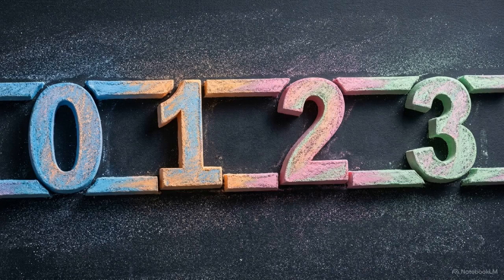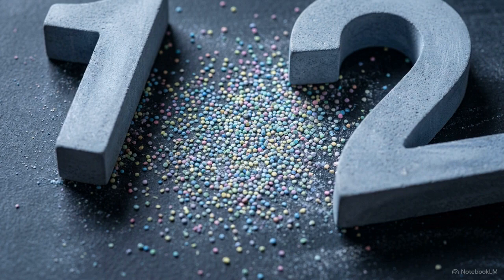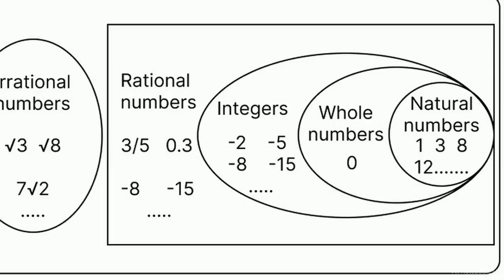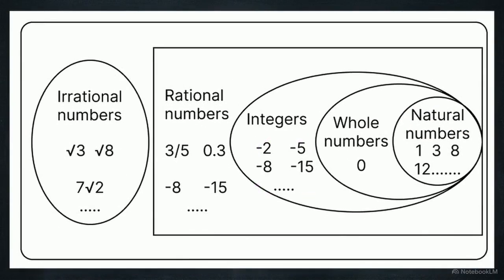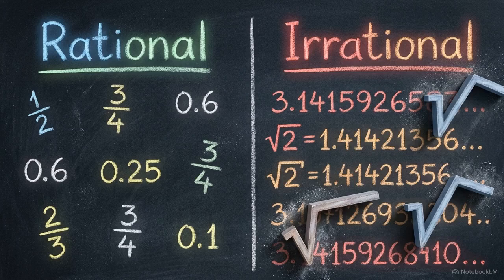Welcome back. Today we are mapping out the spaces between whole numbers to see exactly what fills the gaps. This diagram shows the number categories you know. We start with natural numbers, expand to whole numbers, and add negative values for integers. Zooming out, integers live inside rational numbers, while completely separated is the oval of irrational numbers. Knowing which zone a number belongs to matters because each category follows specific algebraic rules.